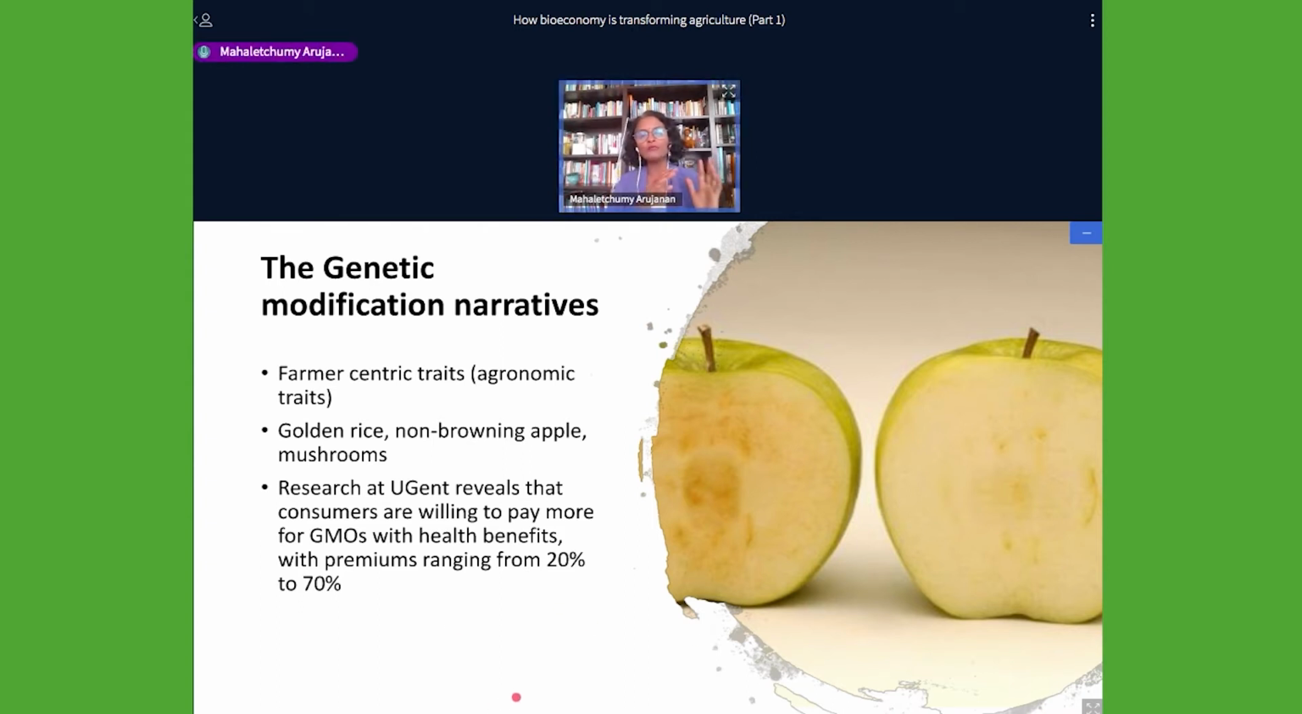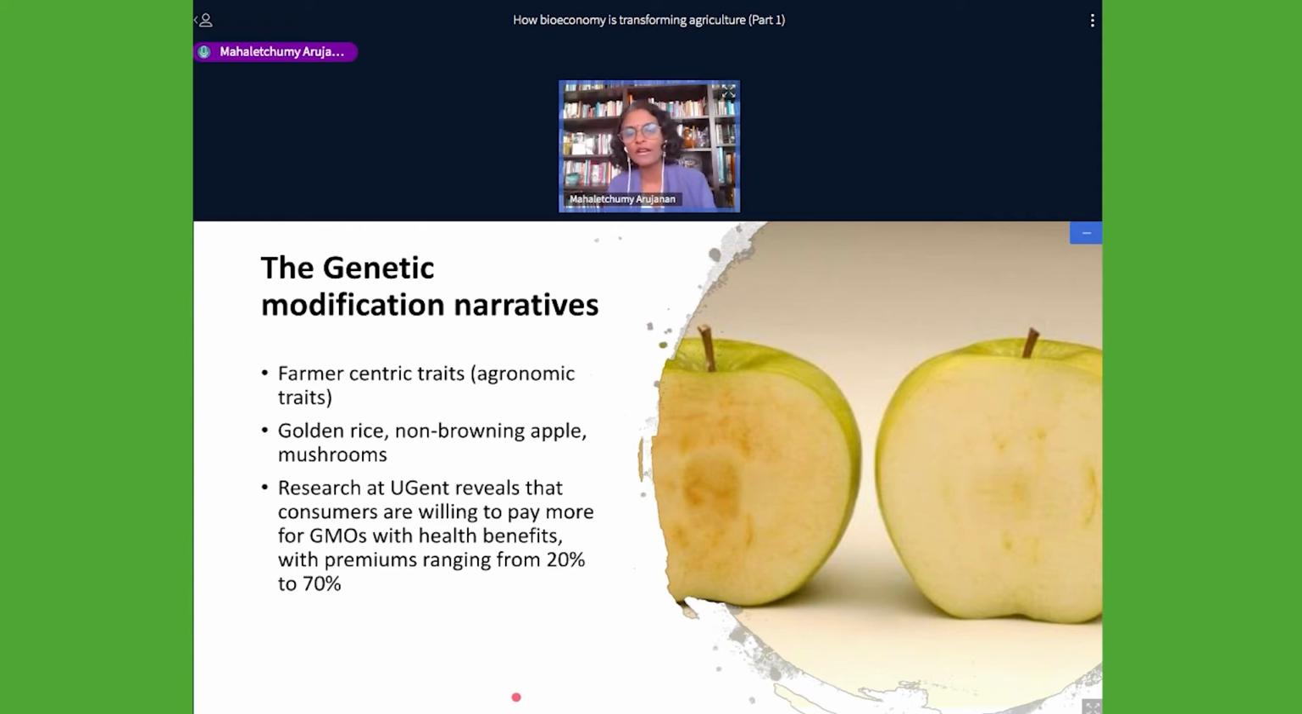So now we're moving from genetic modification. The narrative is now gene editing. If we look at genetic modification or GM crops, these crops have had very farmer-centric traits, very agronomic traits, which are herbicide tolerant, pest resistant. But now with gene editing and the newer technologies, we are actually moving towards consumer benefits. And this is the social impact of the new technologies.